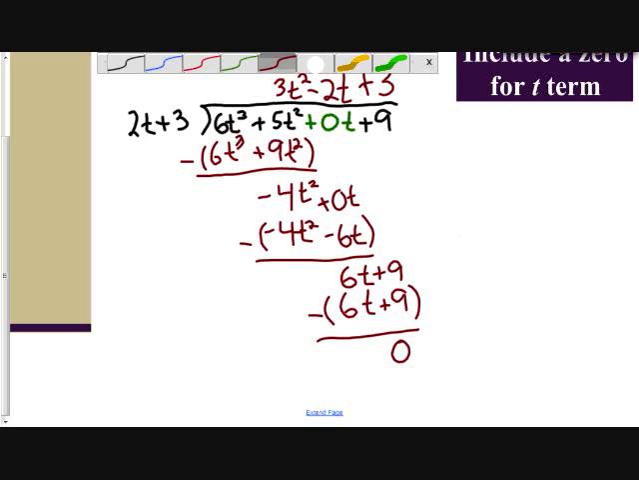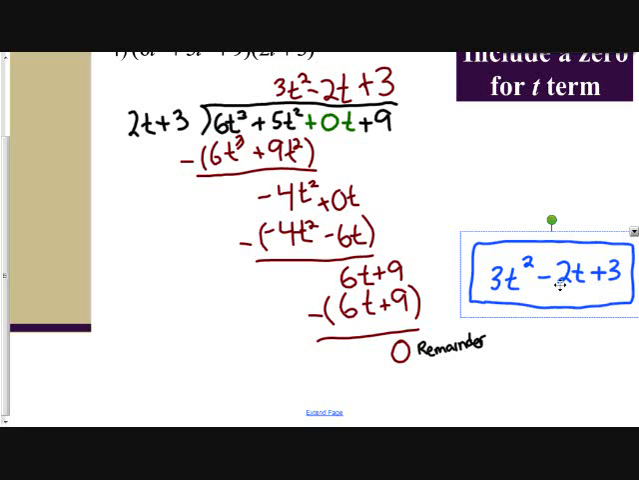And just like before, that 0 actually represents our remainder. And so our answer is what we have left in the top, which would be 3t squared minus 2t plus 3. And so that is our answer. Since we have a remainder of 0, we don't have to worry about any fraction at all. So let's try the last example.